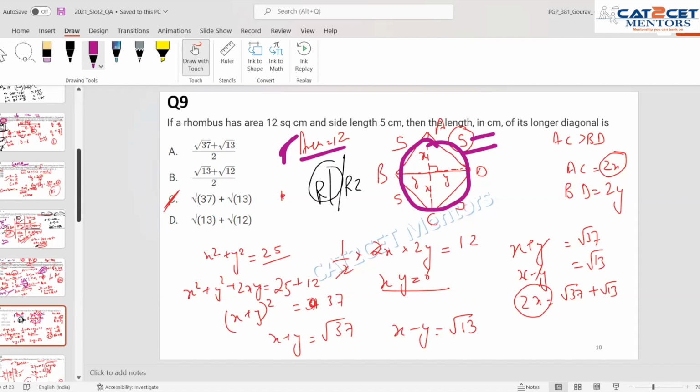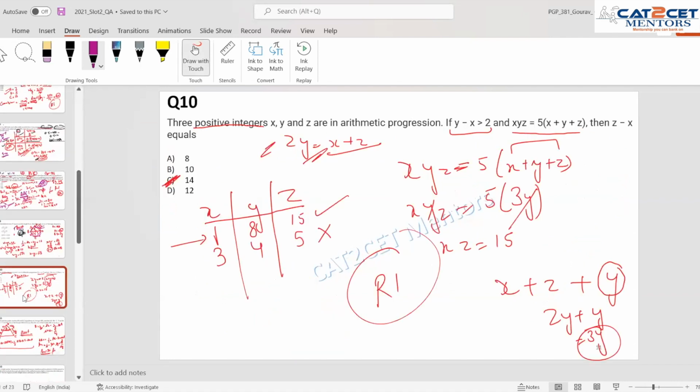Okay, let's move to the next question, question number 10. Again, a very simple question. If you can relate this concept with this concept, then it's very simple. Very simple questions are coming in CAT. You just need to follow the hierarchy that first this step needs to be done, then this step needs to be done. So again, if you are planning 90 plus, then I think you should do this.